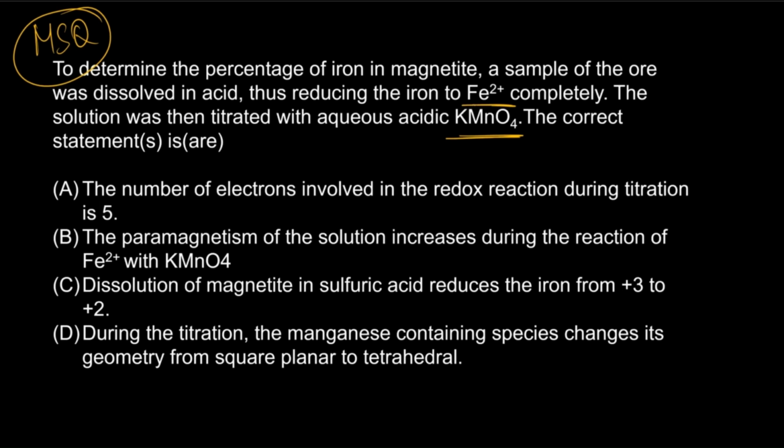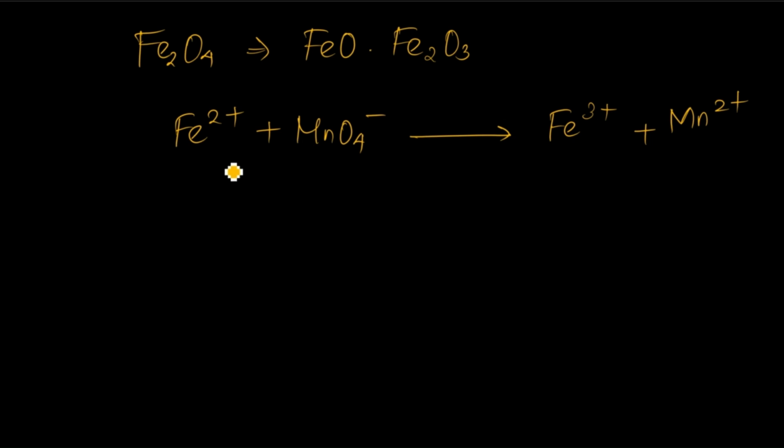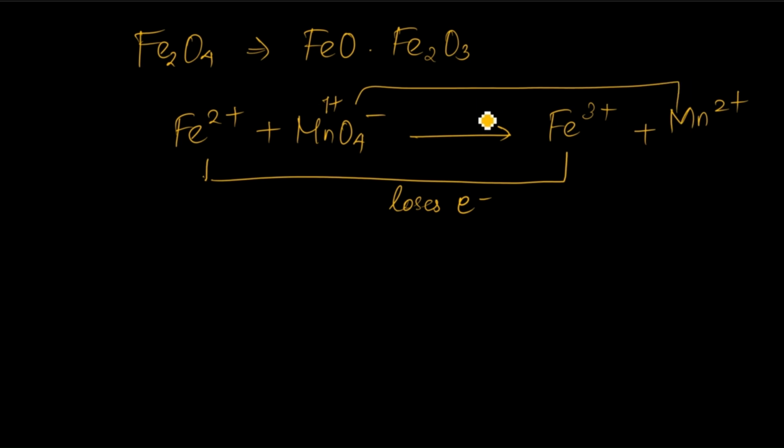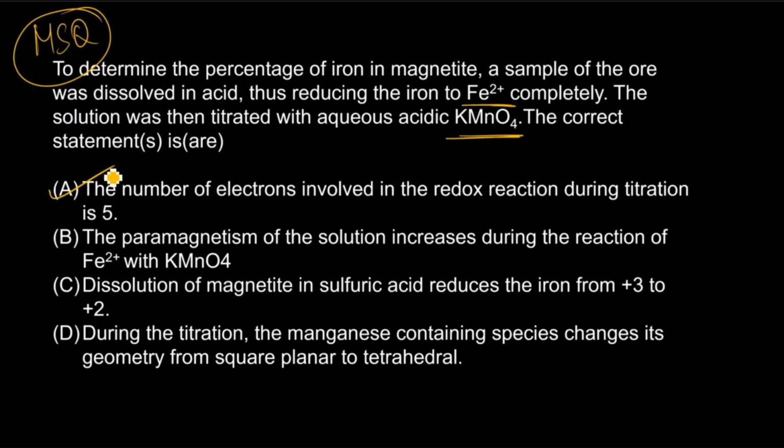Okay. So the first statement, the number of electrons involved in the redox reaction during titration is 5. So let's see. So the number of electrons involved. If you are taking oxidation also, reduction also, the number of electrons should be same. So Fe2+ is oxidized to Fe3+, it loses 1 electron, right? And Mn7+ is reduced to Mn2+, which gains 5 electrons, right? So 5 electrons are transferred overall. So which makes option A your right answer. Option A is also right.